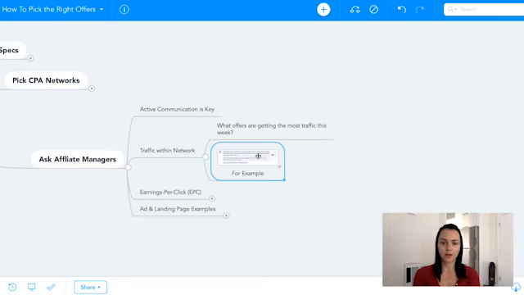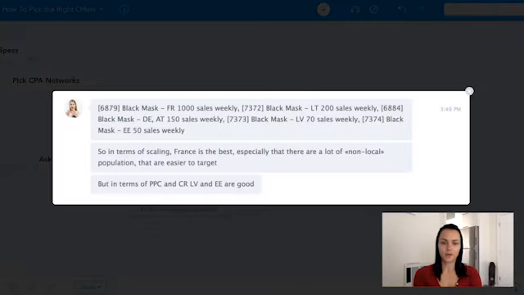I got feedback from my affiliate manager about this offer called Black Mask, and they have it in multiple countries. And basically, it shows clearly that in France they generate 1,000 sales weekly, but let's say in Lithuania only 70. So you get the point, what country do you want to run in? Obviously in France, where everyone is pushing it and it's hot right now, and it's proven that it's working.